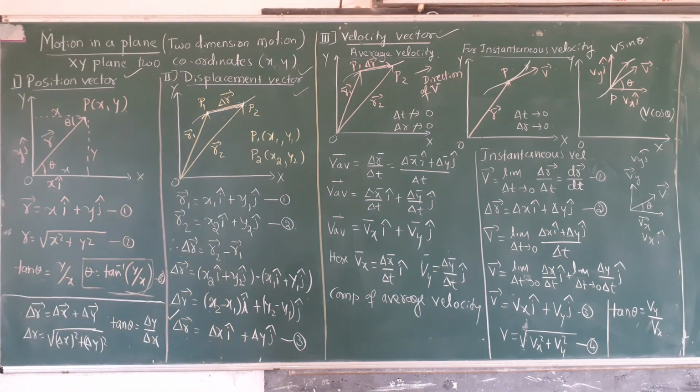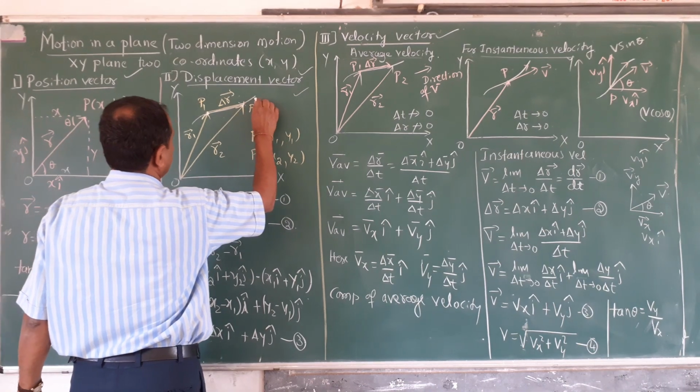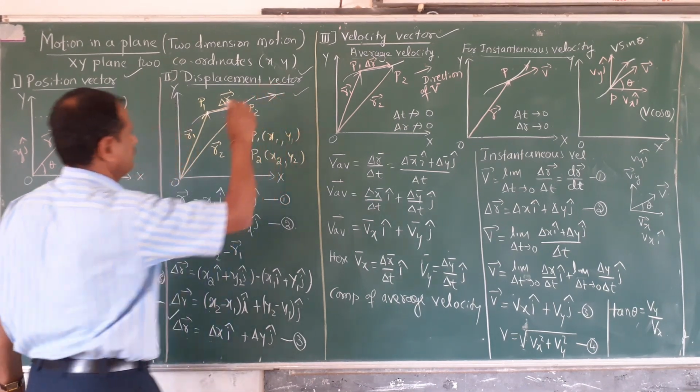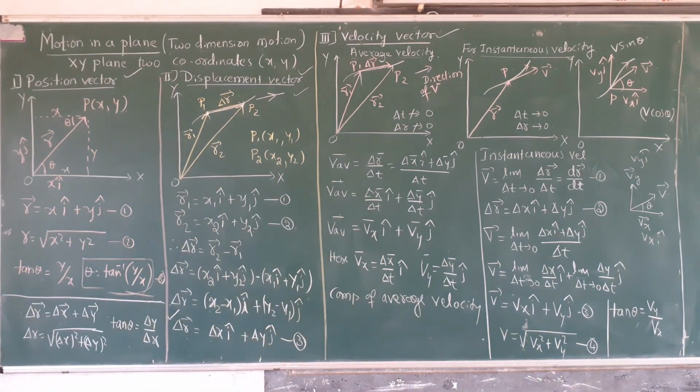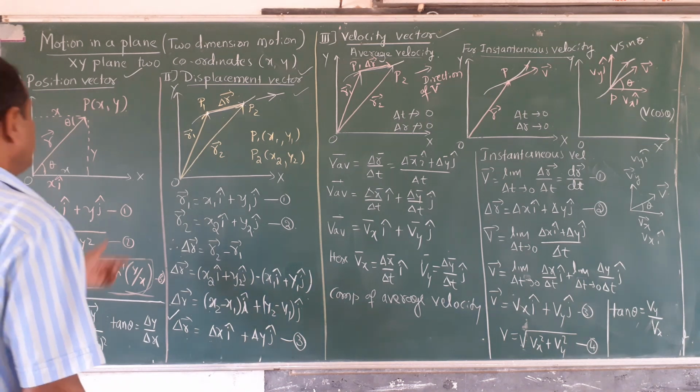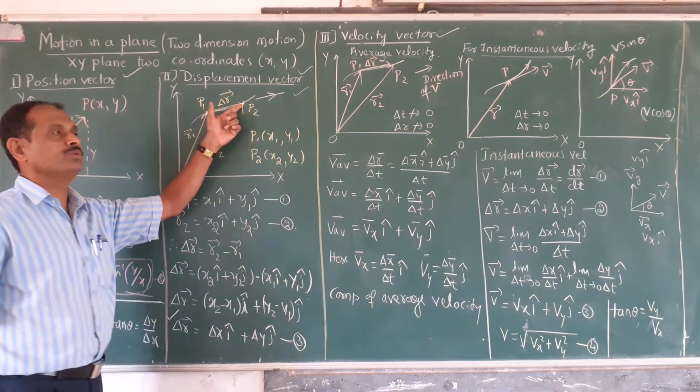What is this? This is said to be the displacement vector. What is the direction of the displacement vector? In this direction: the direction of the displacement vector is from P1 to P2.